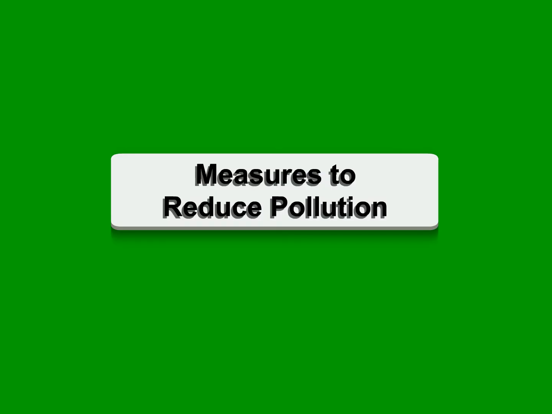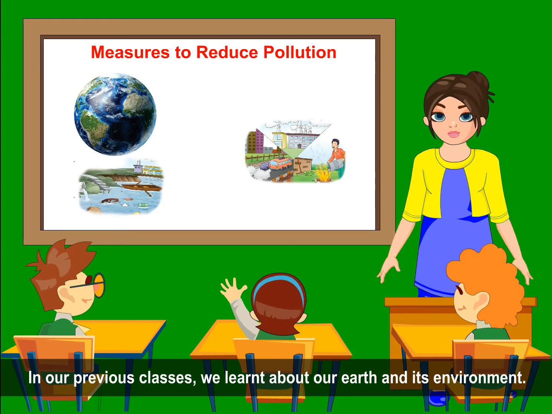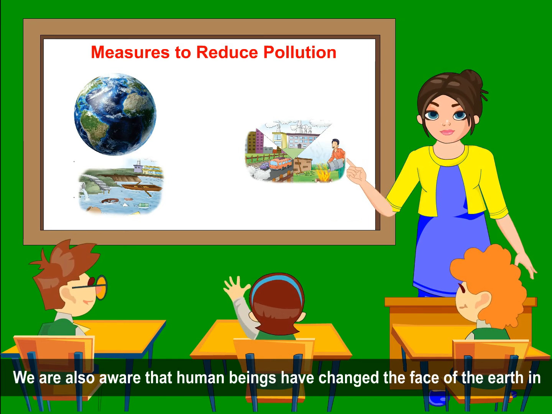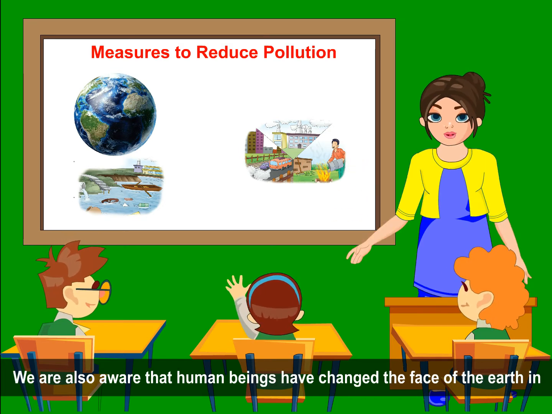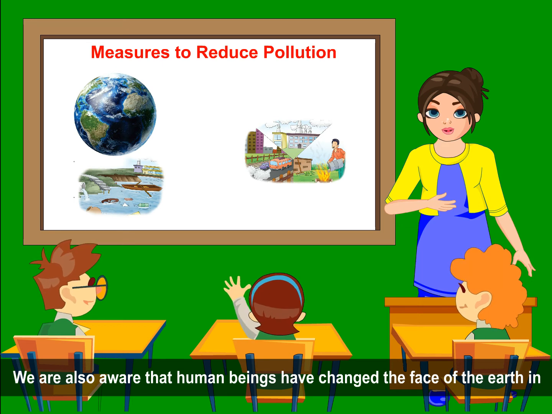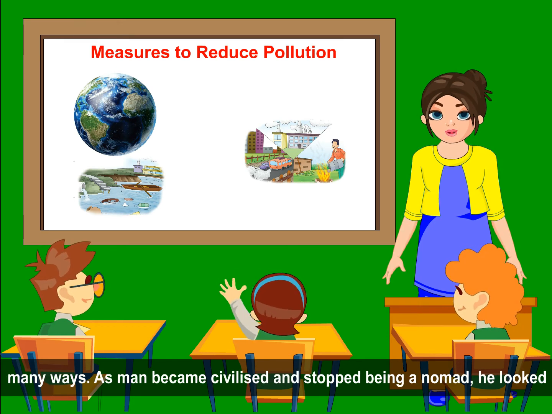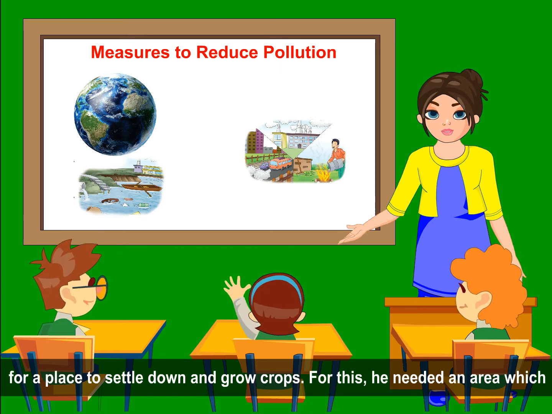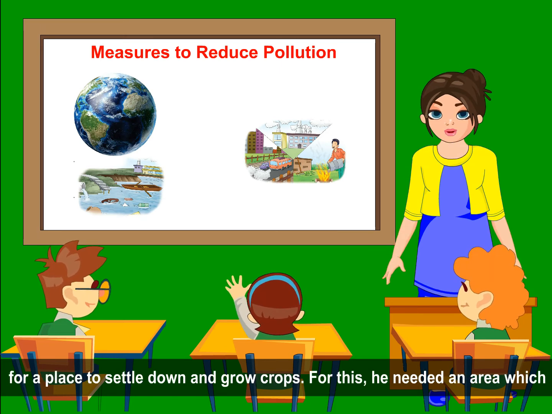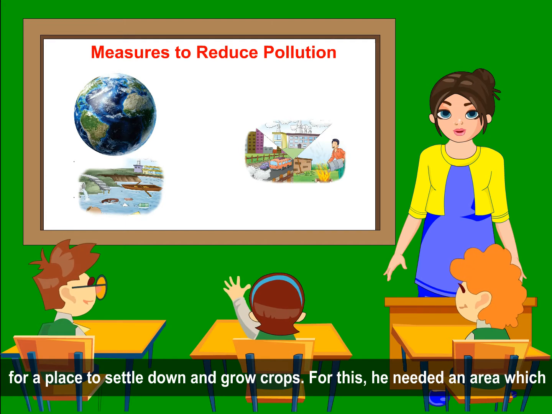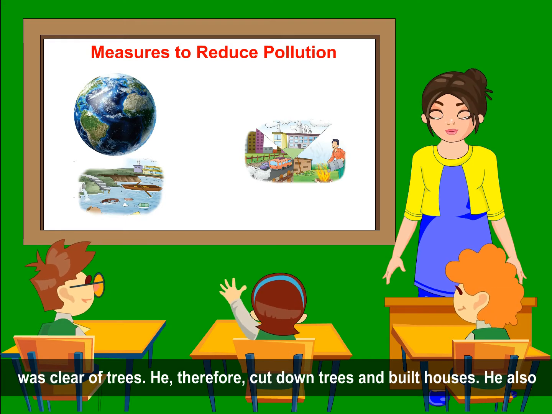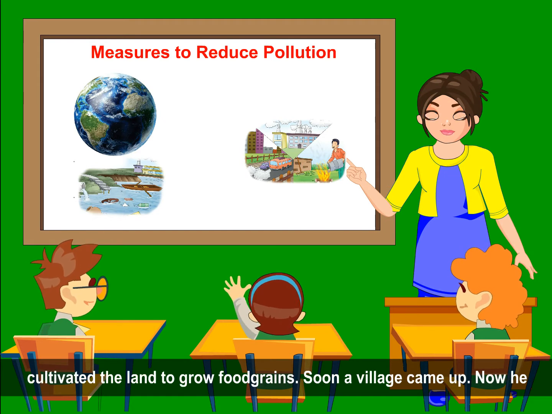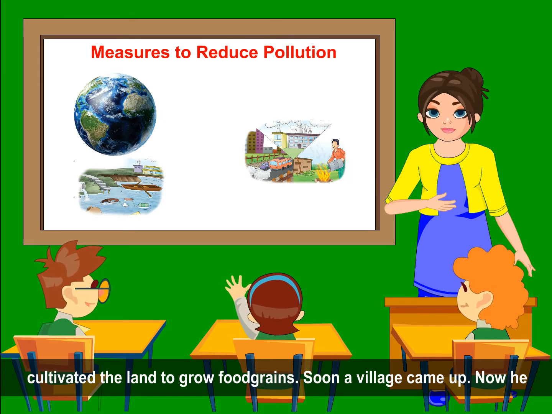Measures to reduce pollution. In our previous classes, we learned about our Earth and its environment. We are also aware that human beings have changed the face of the Earth in many ways. As man became civilized and stopped being a nomad, he looked for a place to settle down and grow crops. For this, he needed an area which was clear of trees. He therefore cut down trees and built houses. He also cultivated the land to grow food grains.